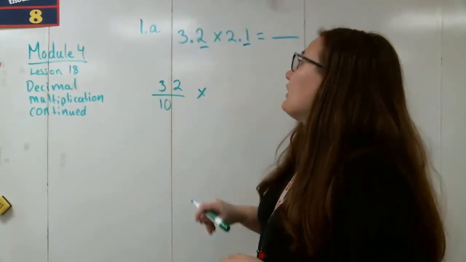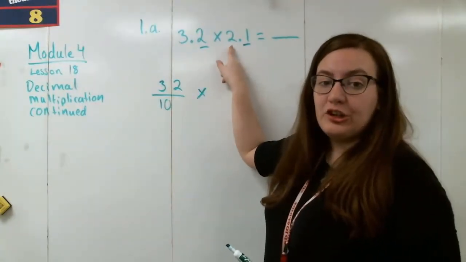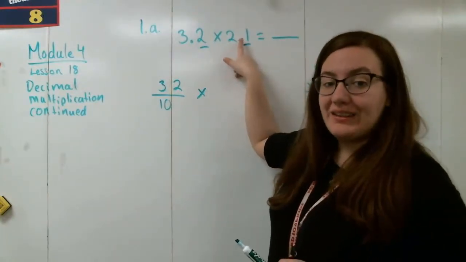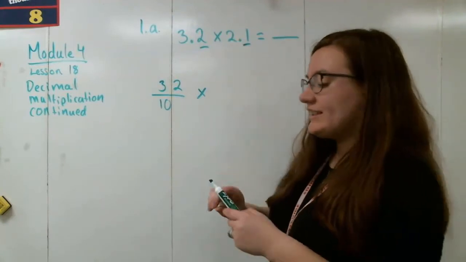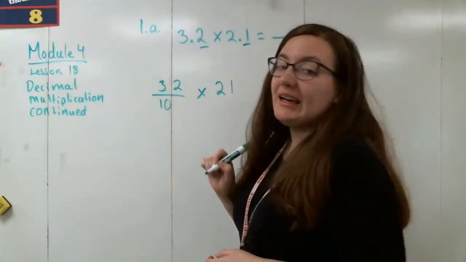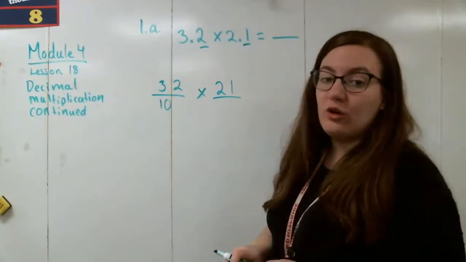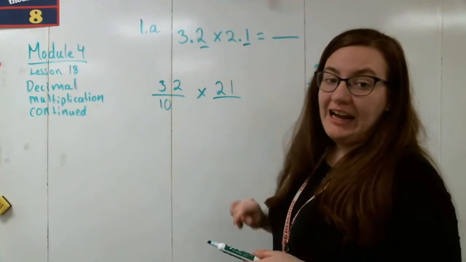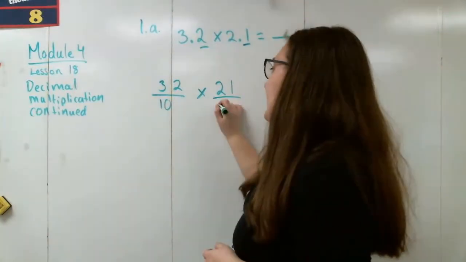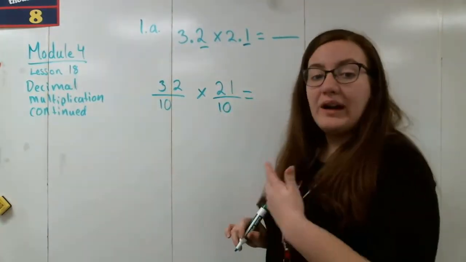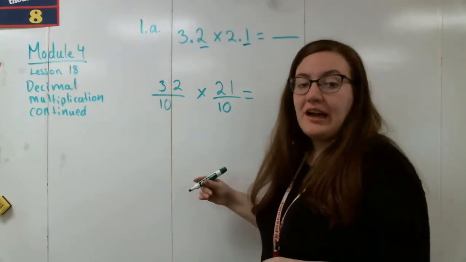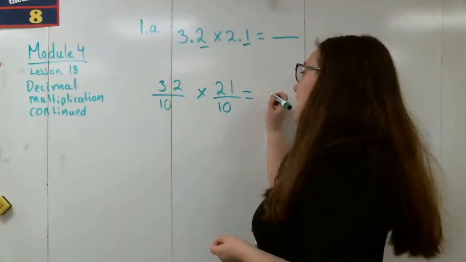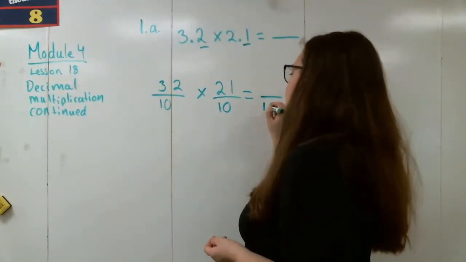Now, I'm going to take a look at my next number. I have 2 1/10. Again, I'm going to look at this number without the decimal in it, so it looks like the number 21. So I'm going to put that in my numerator. I look at the last place value that my number goes into, and that is the tenths place again, so I write 10 underneath. Now, what I would have to do to solve this problem is 32 times 21, and then put that all over 10 times 10, which is 100.